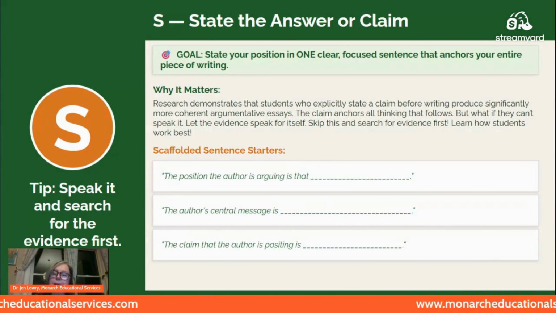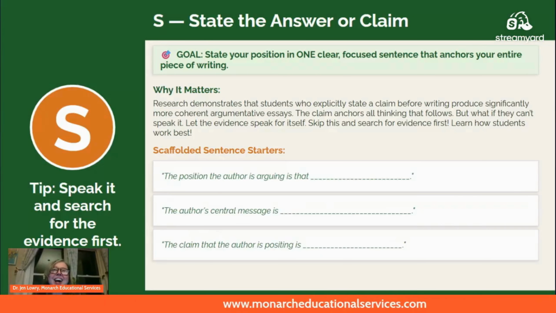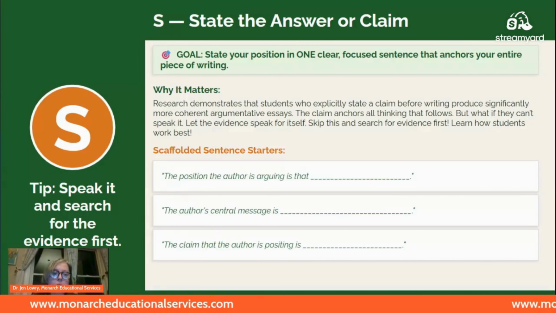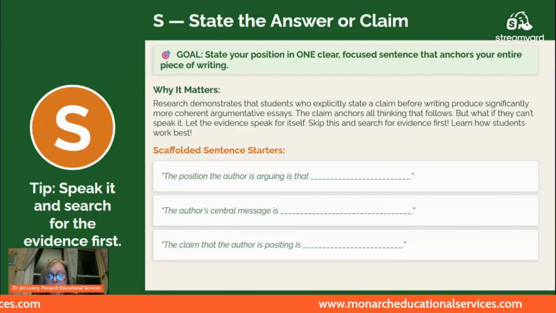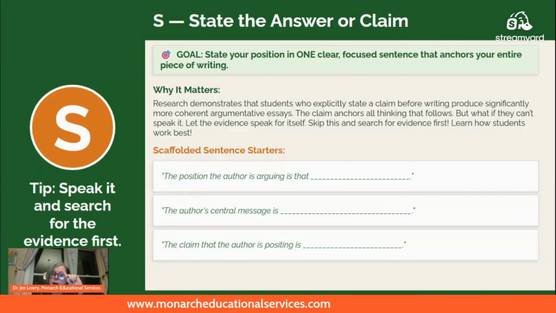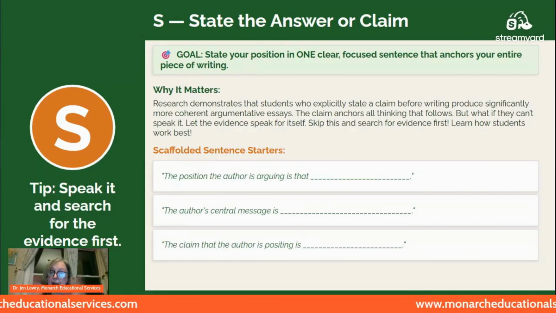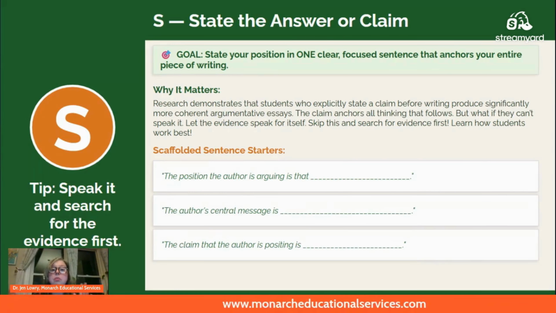And yes, I'm an author, and yes, I have a publishing company. So I love the written word, and I love playing around with words. And here I am with SOAR. So of course, S stands for state the answer or the claim. So that's number one. So here's my number one tip for you. That's great. We can state the answer or the claim. We can state that first.